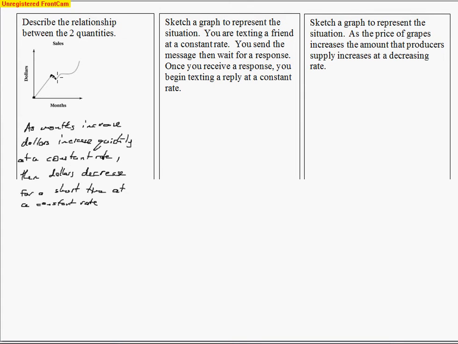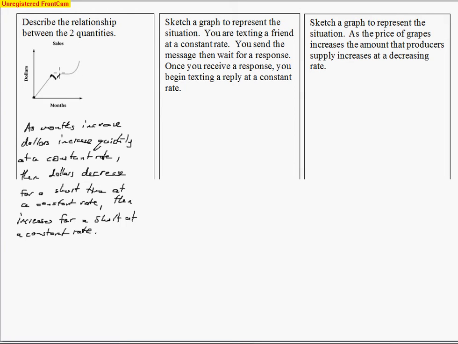Then it looks like it increases again. So then we would say then increases for a short time at a constant rate. And then things change again.